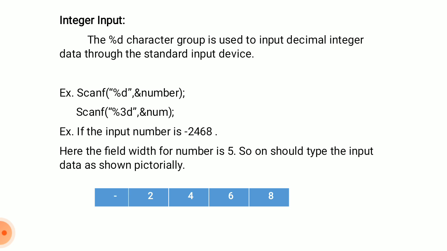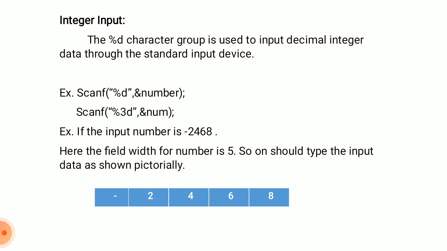For example, -2468 is the input number. Now we will see how these numbers are read in integer input. Here the field width for the number is 5. Just assume the field width, instead of %3d, you can take %5d. That is, 5d means it is a field width, so only within the 5 field width can you fit the number, whatever number you are going to read. So the field width is 5.